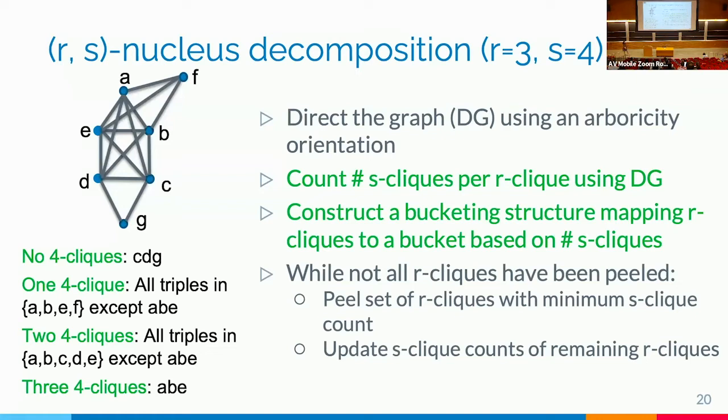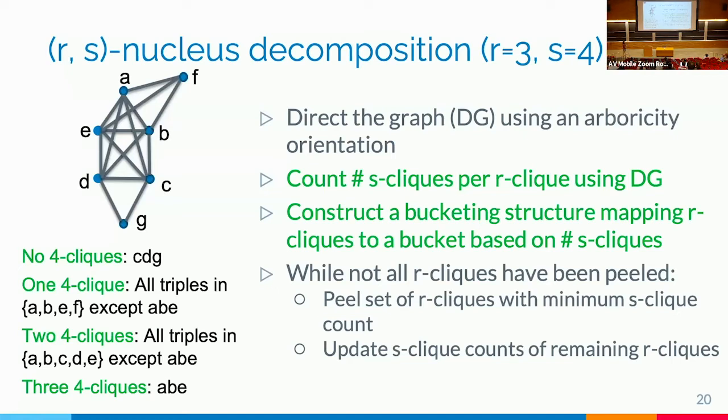Essentially, in this graph here, the triangle CDG is contained within no 4-cliques. There is a 4-clique between the vertices A, B, E, and F. Every triangle in that 4-clique, except for the triangle ABE, is contained within exactly one 4-clique. And then you can see that there's a 5-clique A, B, C, D, E. All triples in that set are contained within exactly two 4-cliques, except for the triangle ABE.